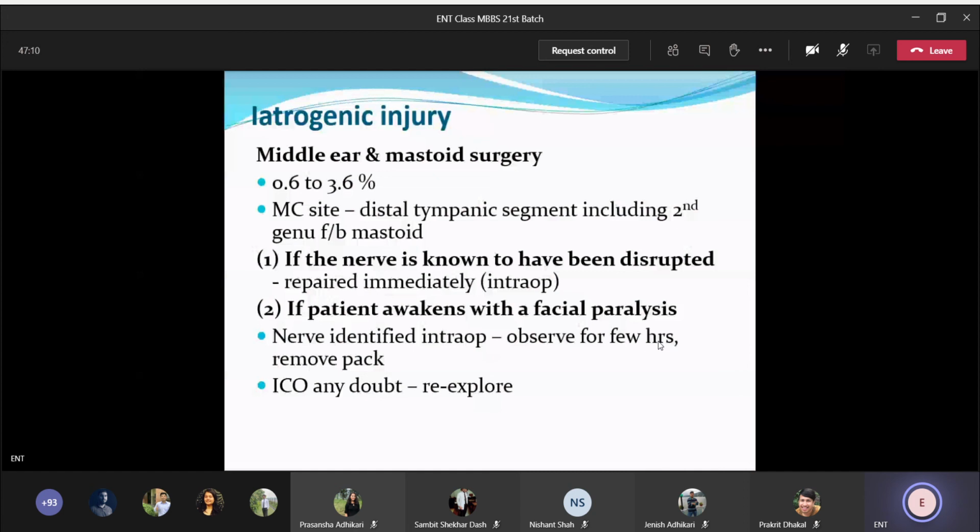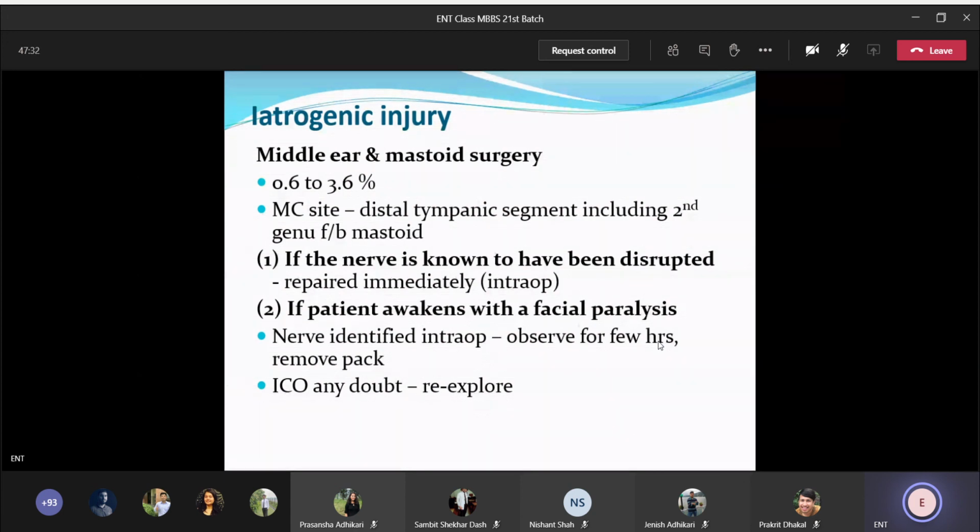During the surgery, when you are doing the mastoid surgery, we have to lower the facial canal. When lowering the facial canal, if the surgeon certainly knows that he injured the facial nerve, at that time the facial nerve should be repaired.